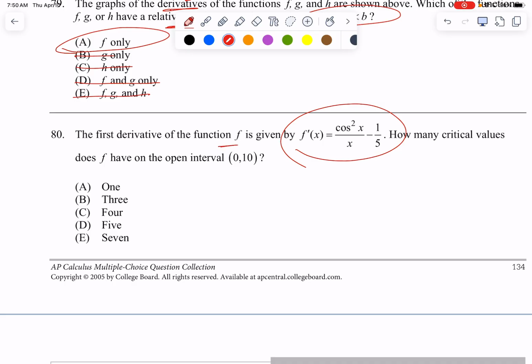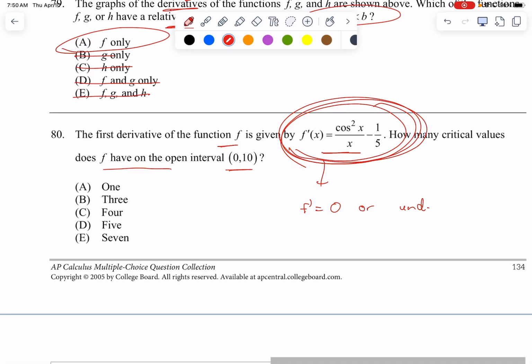So the first derivative of function f is given by f prime is equal to cosine squared x over x minus 1/5. How many critical values does f have on the open interval from 0 to 10? So all I got to do to look for critical values is where the first derivative equals what? 0. Or undefined. Now, your calculator is going to be deceiving with this. Let's go ahead and rule out one thing. Is the first derivative ever going to be undefined? No. What's the only three problems in math? Zeros in the denominator.